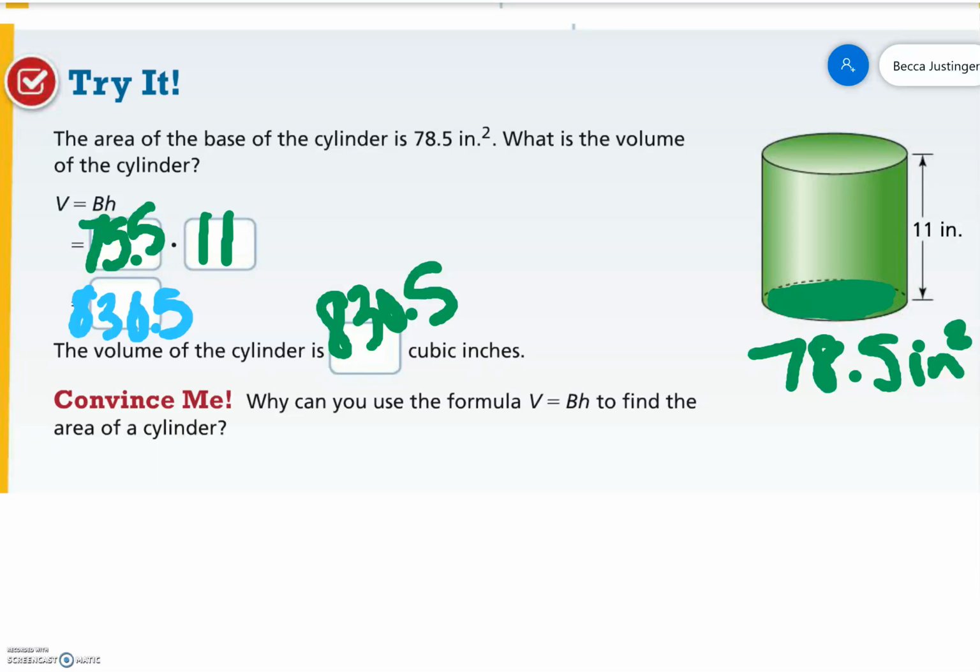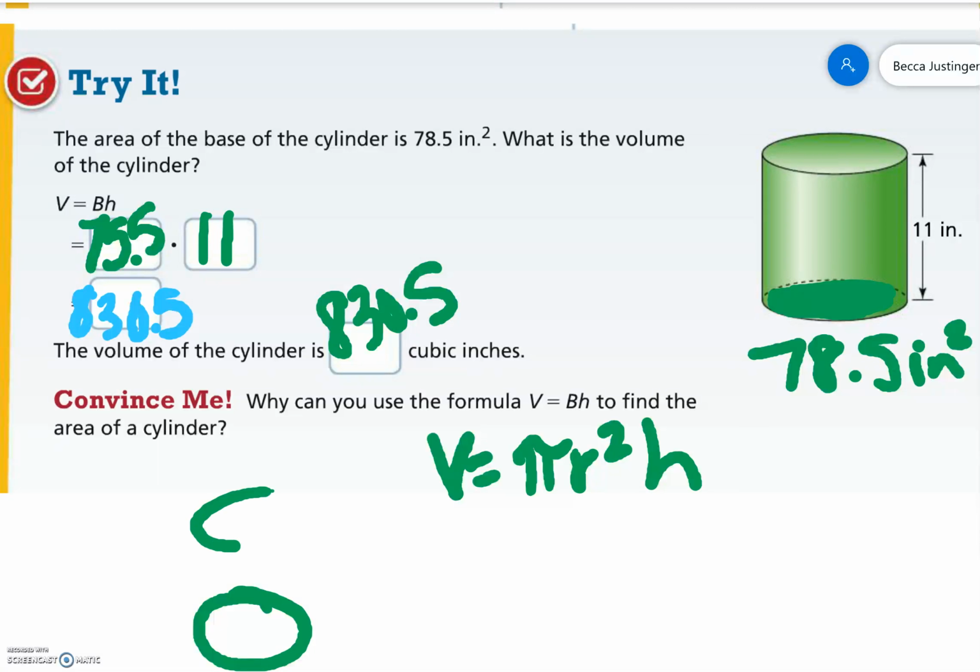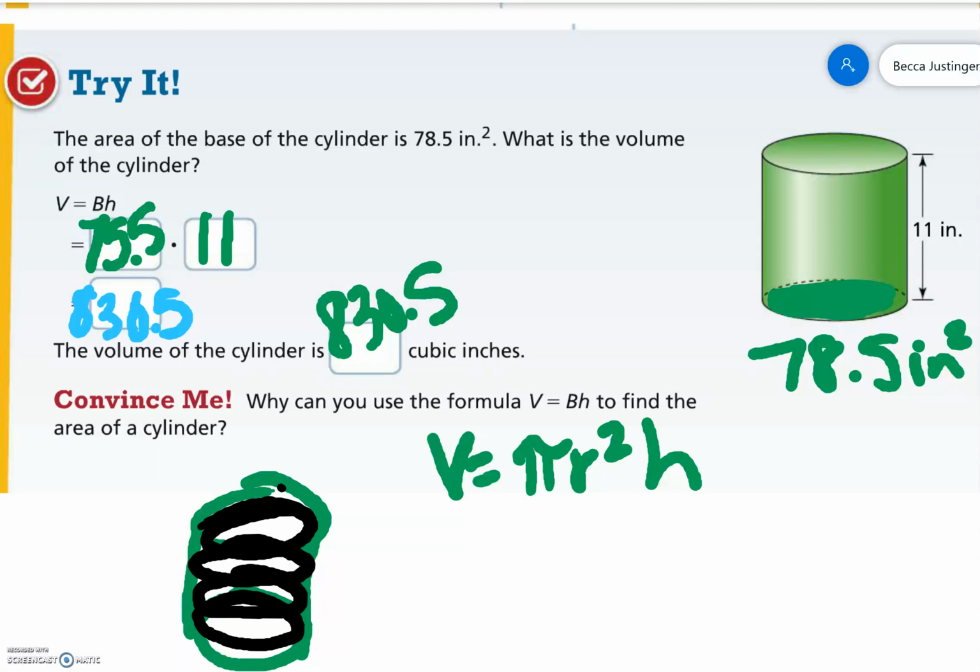All right, what can you use? Why can you use the formula V equals B times H to find the volume of the cylinder? Because big B stands for pi r squared, times H, and that is the formula. Think about it. If this is a cylinder, the cylinder is just filled up with however many circles fit into the height. That's why you take the area of the circle times however many of them can fit into it.